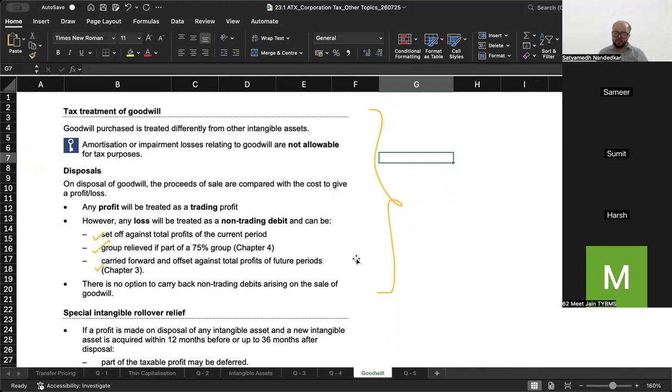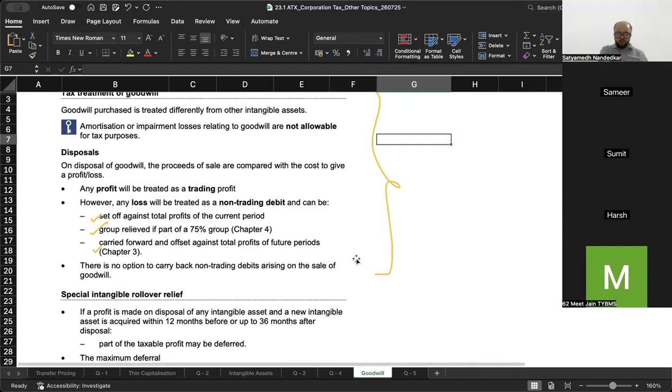Now what happens in the case of goodwill? When goodwill is disposed of, the proceeds of sale are compared with the cost to give a profit or loss. Any profit will be treated as trading profit. Any loss will be treated as a non-trading debit and can be set off against total profits of the current period, group relieved if part of a 75% group, or carried forward and offset against total profits of future period.